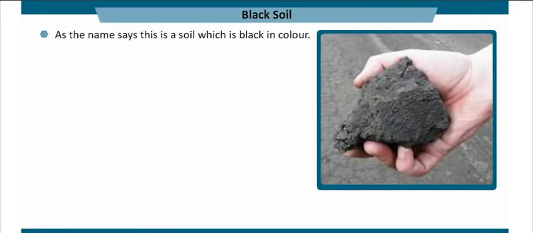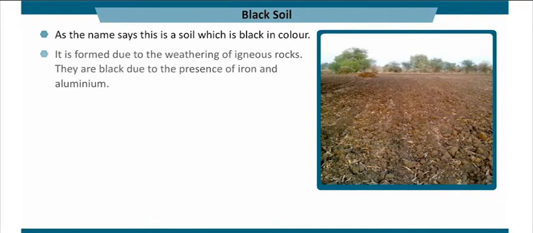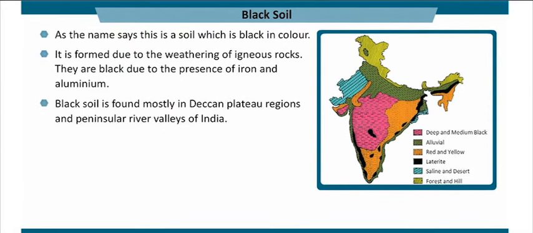Black soil. As the name says, this is a soil which is black in color. It is formed due to the weathering of igneous rocks. They are black due to the presence of iron and aluminium. Black soil is found mostly in the Deccan Plateau regions and peninsular river valleys of India: Maharashtra, Gujarat, MP, Karnataka, Andhra Pradesh, and a few places of Tamil Nadu.